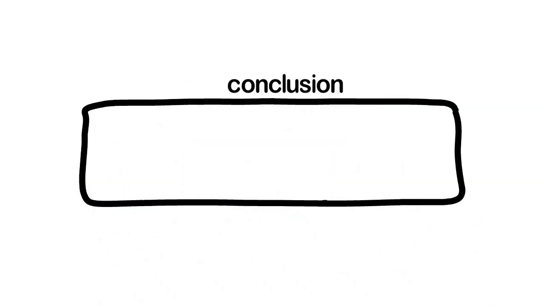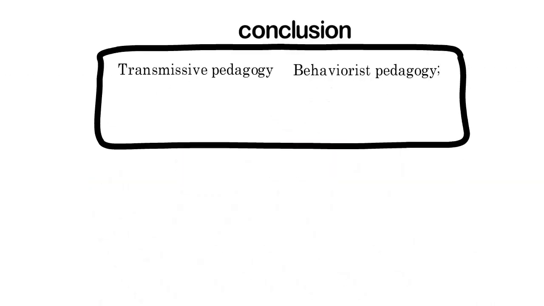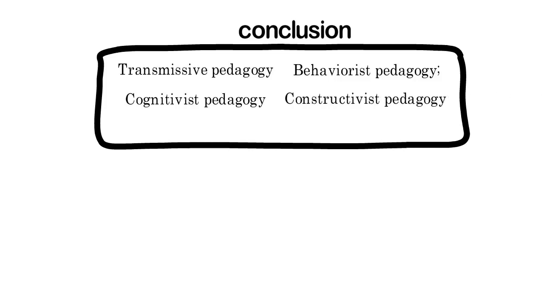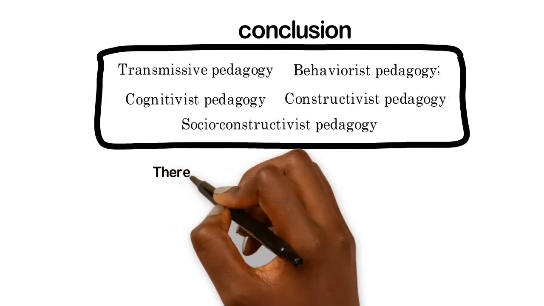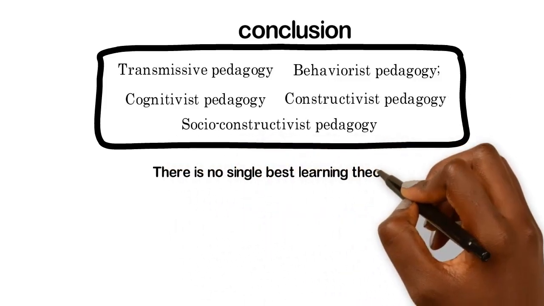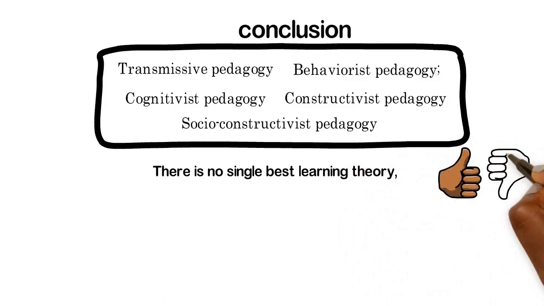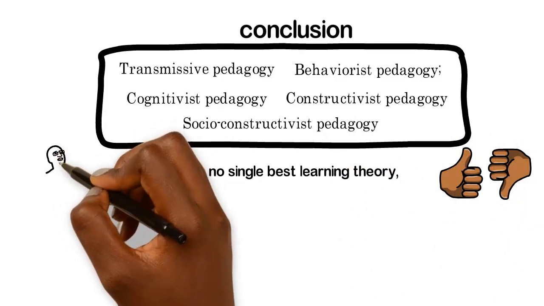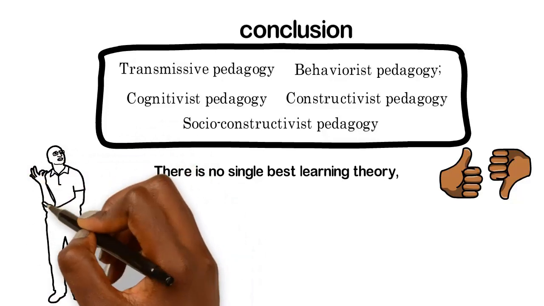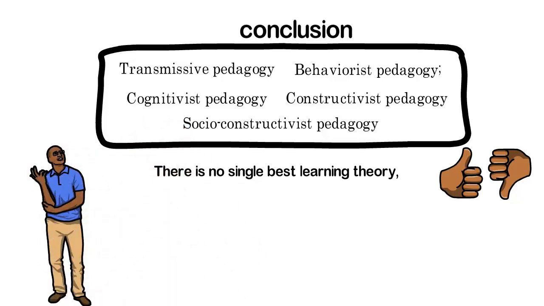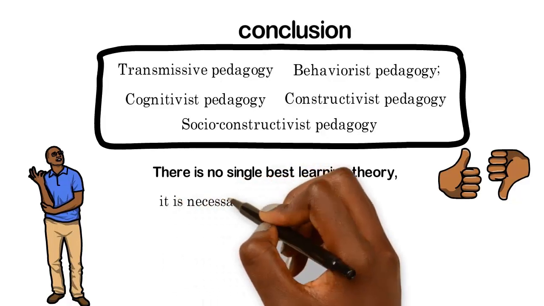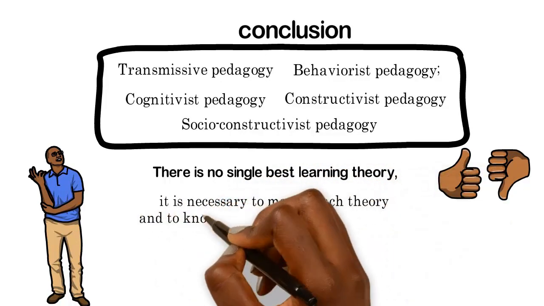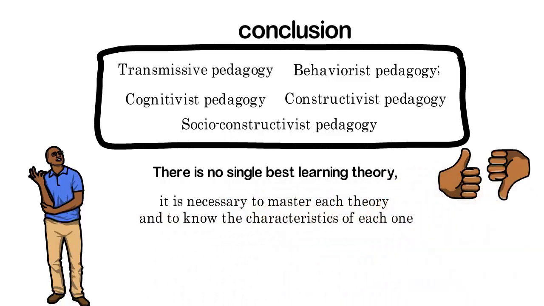There are several theories or models of learning. Each model has its own logic and consistency. There is no single best learning theory. Each has its advantages and disadvantages. It is your responsibility as mathematics teacher to vary the pedagogy used according to the activities to be carried out in your classroom. However, to be able to make a choice, it is necessary to master each theory and to know the characteristics of each one.